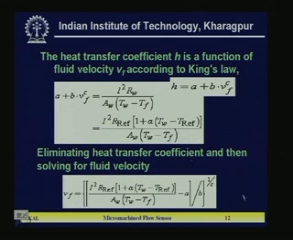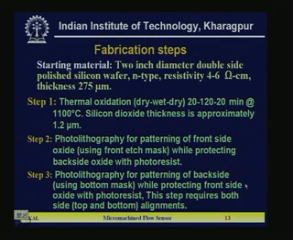Now, if we discuss the fabrication steps, it will be like this. The starting material is a 2-inch diameter double side polished silicon wafer. Why double side polished? Because you have to align both sides, front side as well as back side. If it is not both side polished, that alignment will be difficult and will not be properly done. It is N type, resistivity 4 to 6 ohm centimeter, thickness 275 micrometer.